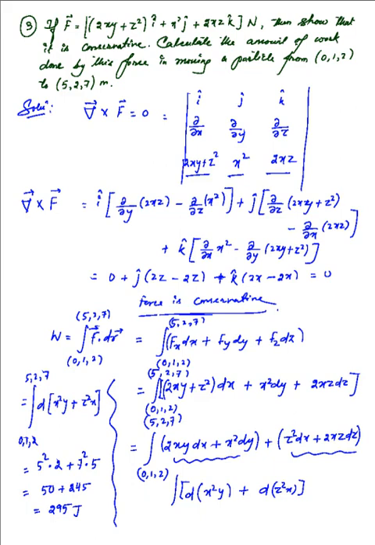Now let's move over to the third one. In the third case, what we have is an expression for force in terms of the coordinates x, y and z, and we have to show that the force is conservative if it has this kind of expression, and also calculate the amount of work done by this force in moving the particle from a point 0, 1, 2 to another point 5, 2, 7.